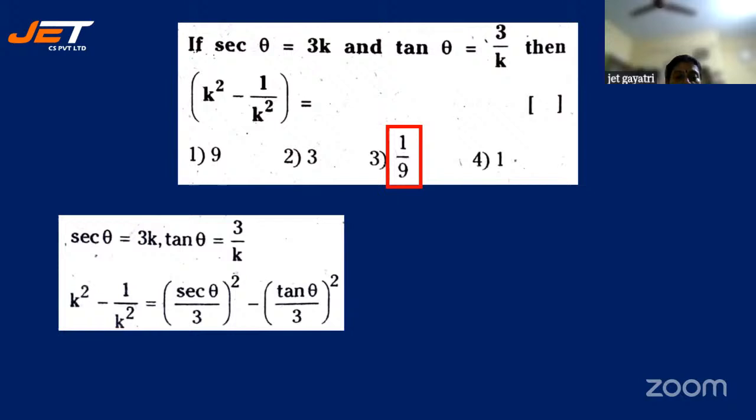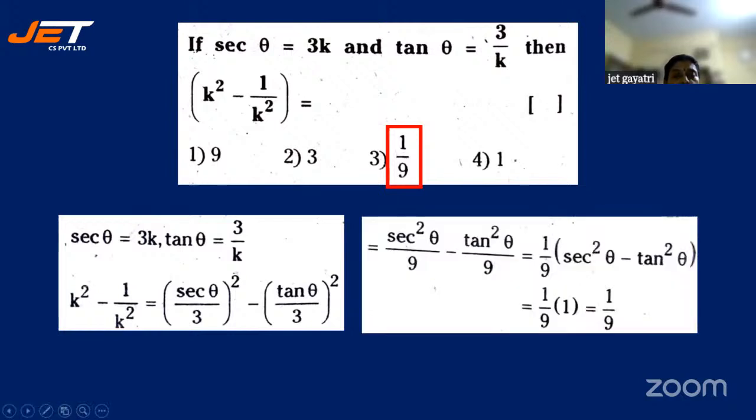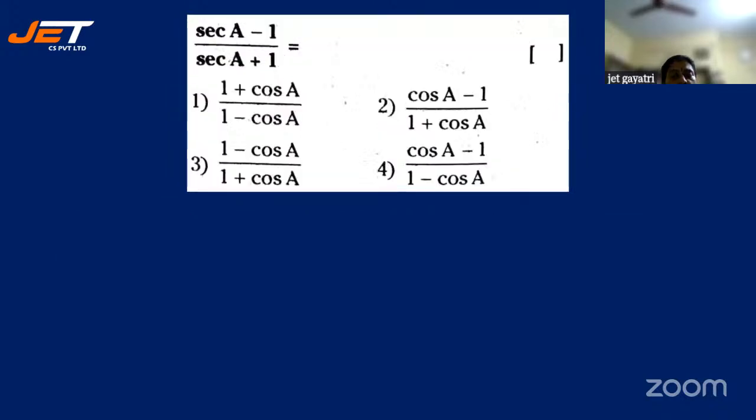All right, so here the numerators are same, right? So secant square theta by 9 minus tan square theta by 9 is equal to, just take 1 by 9 outside, you get secant square theta minus tan square theta, which is 1. So 1 by 9 is nothing but 1 by 9. All right, now see the next question.